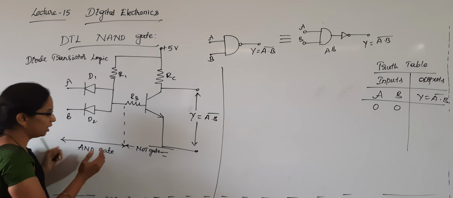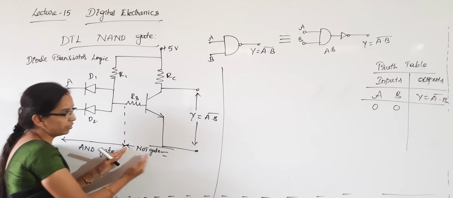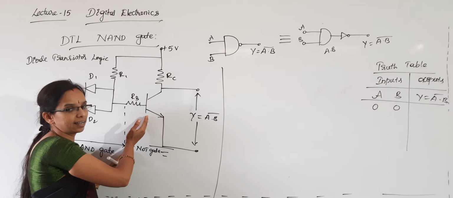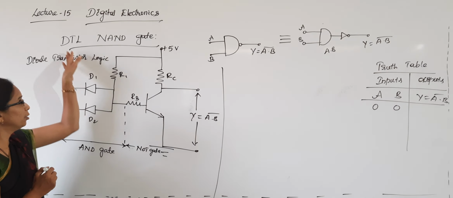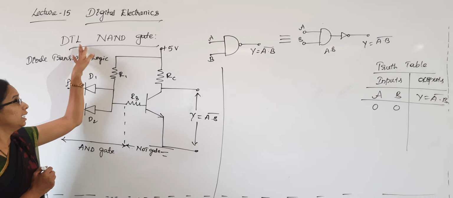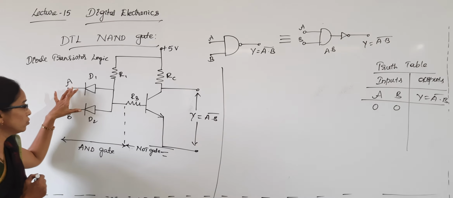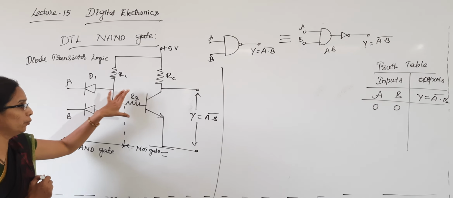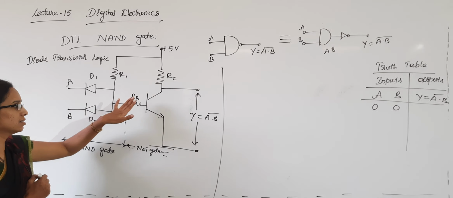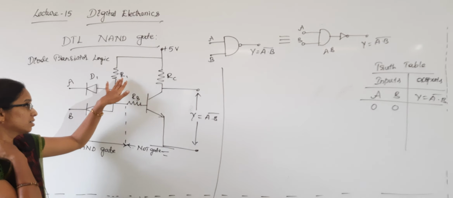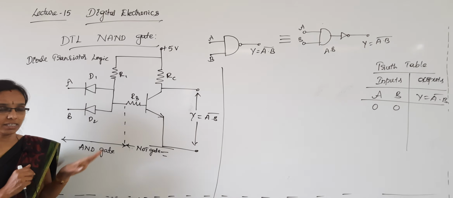In the same way, up to this is our AND gate circuit, and after that we have attached our NOT gate, the transistor NOT gate circuit, and including that it will be the DTL NAND gate. In this we have used 2 diodes, D1 and D2, and 1 transistor, and resistors RC, the collector resistor, the base resistor, and R1. This is the circuit explanation.